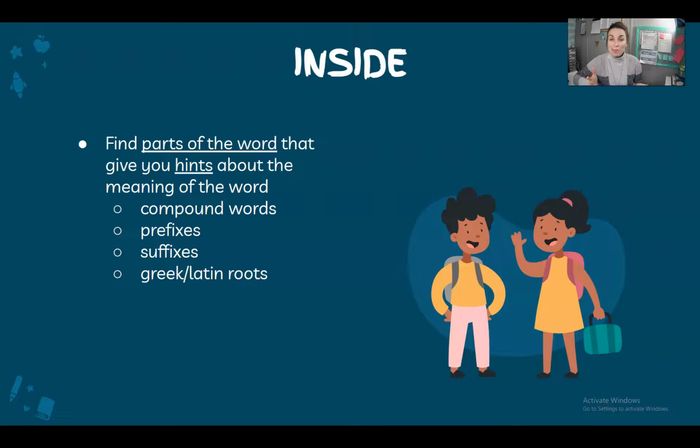If you've heard me say this before, I always say that when we're looking at vocabulary, we need to start from the inside out. The inside is all the things that we can look at in a word to see if we can guess its meaning. You're looking at parts of the word to see if it gives you any hints about the meaning. So here are some examples. You're going to be looking for compound words, prefixes that you know, suffixes that you know, and also any Greek or Latin roots. So let's go for an example for each of these.